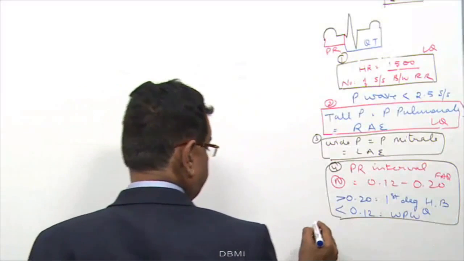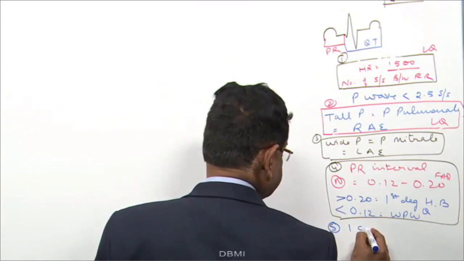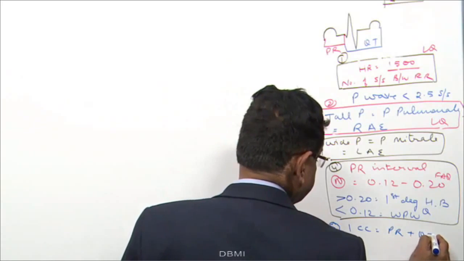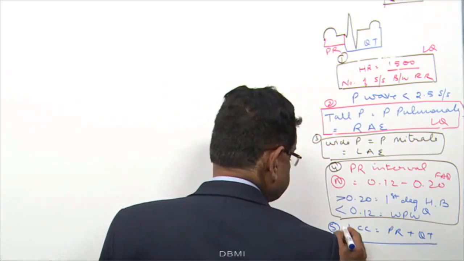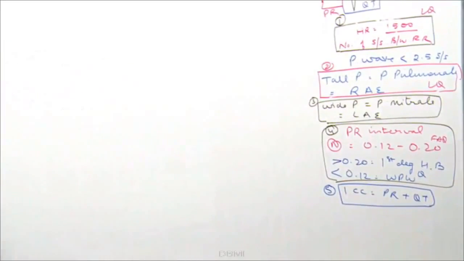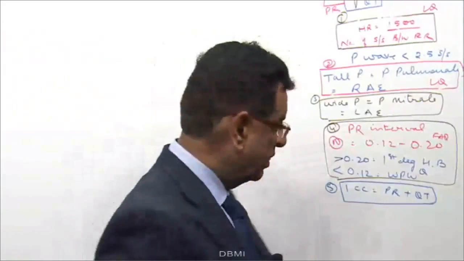So the box number 5. Box number 5. One cardiac cycle is equal to PR plus QT. This is the box number 5. Okay. Now we talk about QT interval.